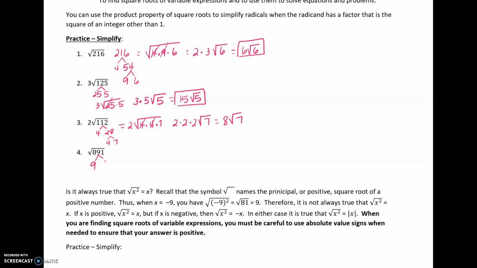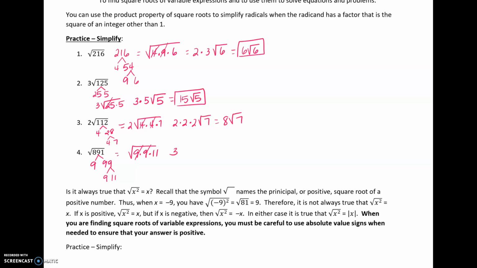9 times what? Well, it's actually 9 times 99. 99 can also be broken down into 9 times 11. Again, you might have found some different factors that were perfect squares to use, but these were the ones I'm using. So I go 9 times 9 times 11.